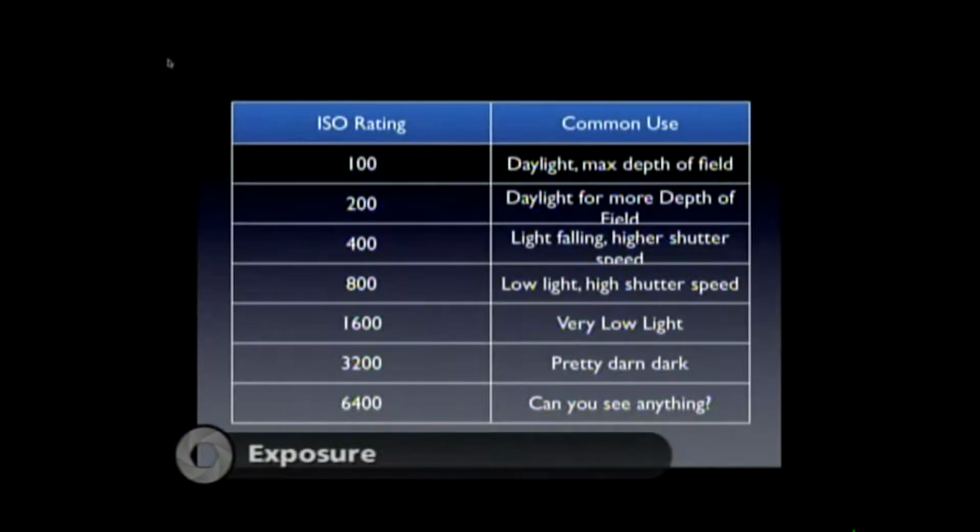ISO is the sensitivity of your sensor to light. The higher your ISO, the more sensitive your camera is. Think of it like your skin. The higher your skin sensitivity is, the faster you burn. Myself as well. Basically, if we go out in the sun for a long period of time, we fry like a little fish. Whereas some other people are a little bit less sensitive to light, so they can be out in the sun much longer without having to worry about getting that burn.